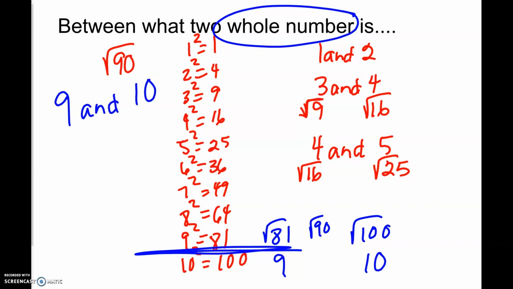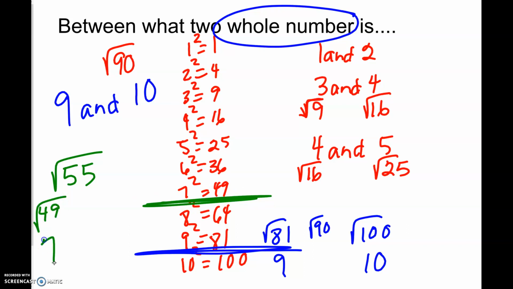Okay, let's try another one. I'm going to change colors here. So if we do the square root of 55, what two whole numbers is the square root of 55 between? So I'm looking here because I already have my list. If we take the square root of 49, that is 7. And if I take the square root of 64, that is 8. And the square root of 55 would fit right between the square root of 49 and the square root of 64. So what two whole numbers is the square root of 55 between? 7 and 8.